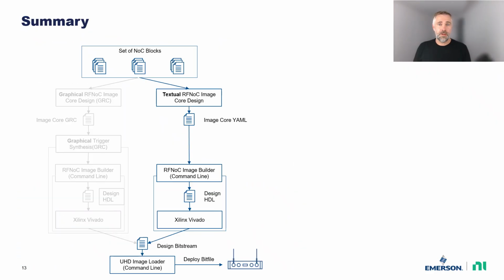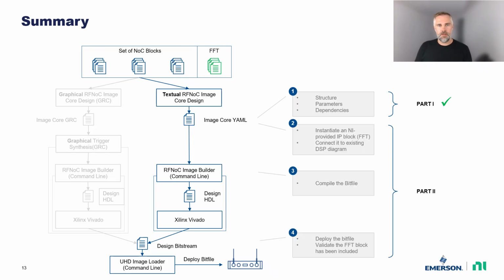So where are we in the workflow of creating a custom FPGA design with RFNoC? In the first part of this video, we introduced the structure and the parameters of the image core YAML file that defines our FPGA design. In part 2, we will modify the standard shipping FPGA design and add OFDM modulation and demodulation functionality on the FPGA. See you in part 2.